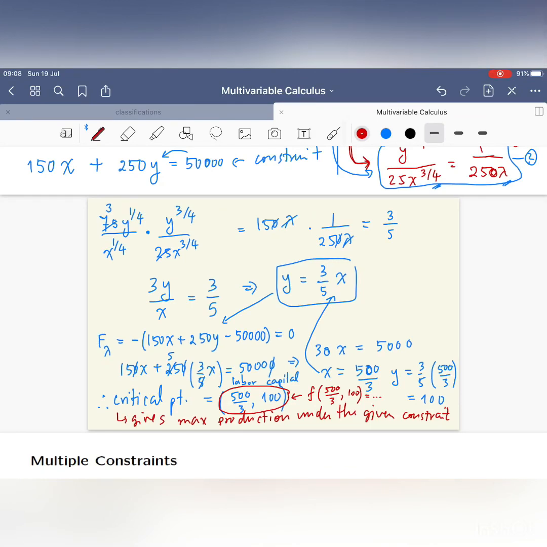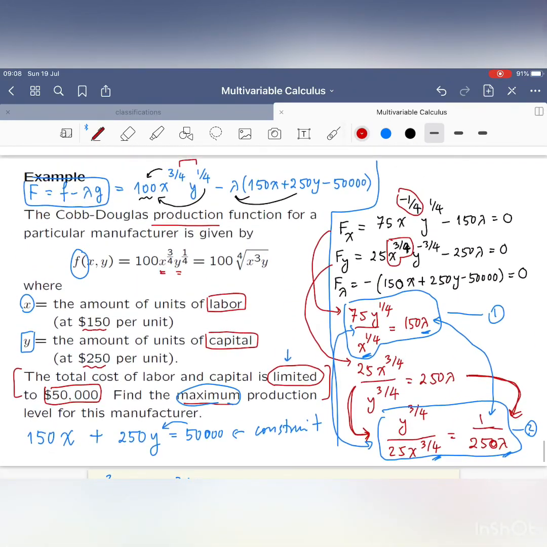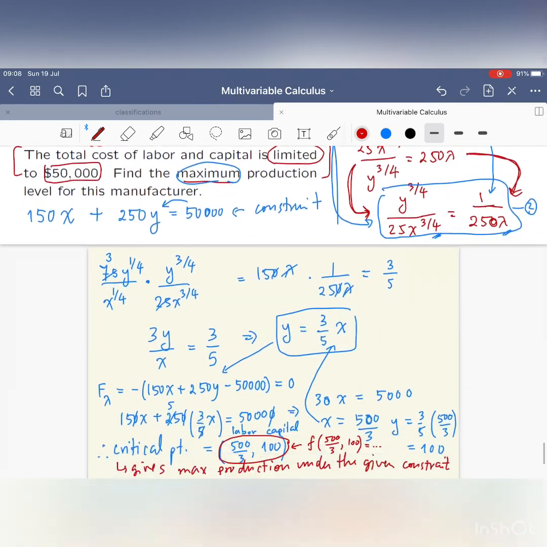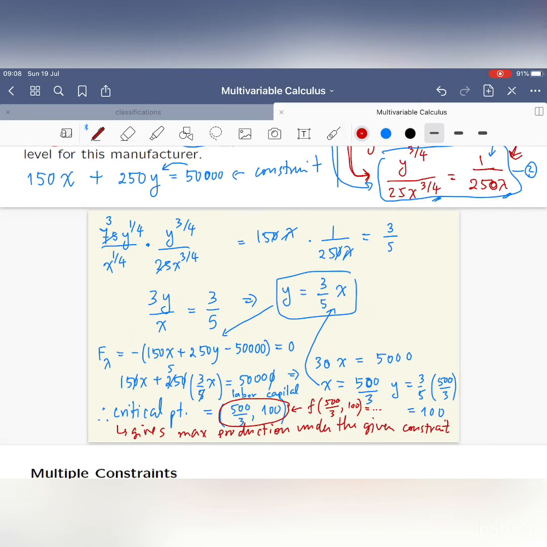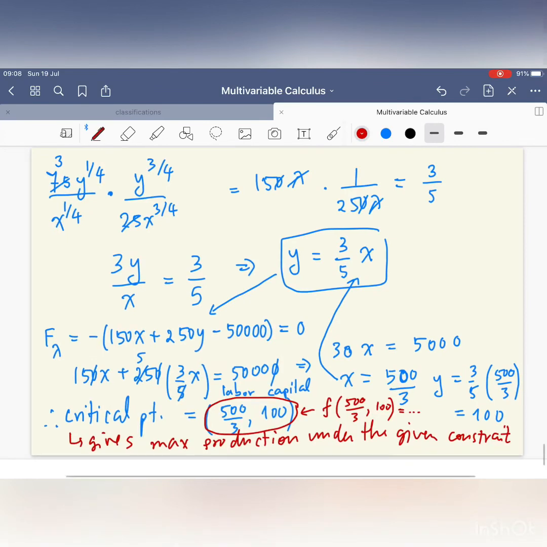All right, so if the thing is attached with your economical problem like this, the critical point that you obtain usually will be the one that you're looking for, because you have only one critical point under this constraint, right? That will be either the max or the min that you would like to find.